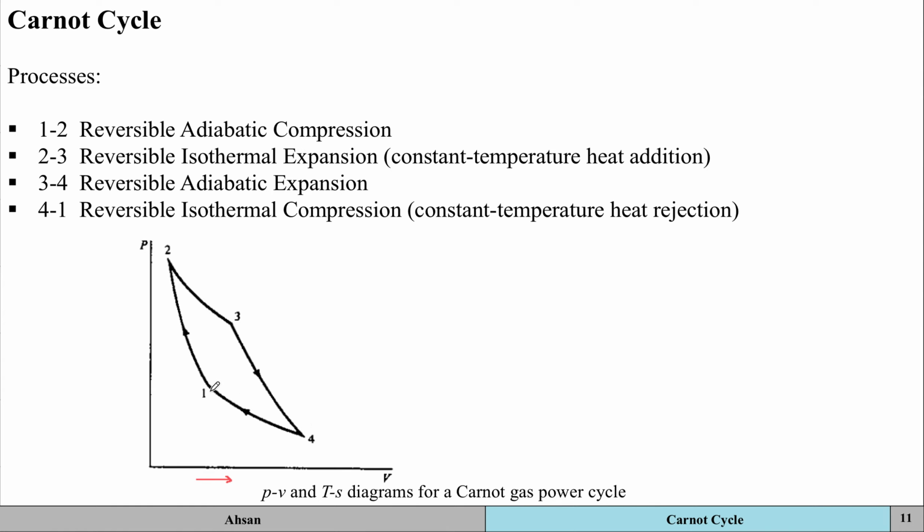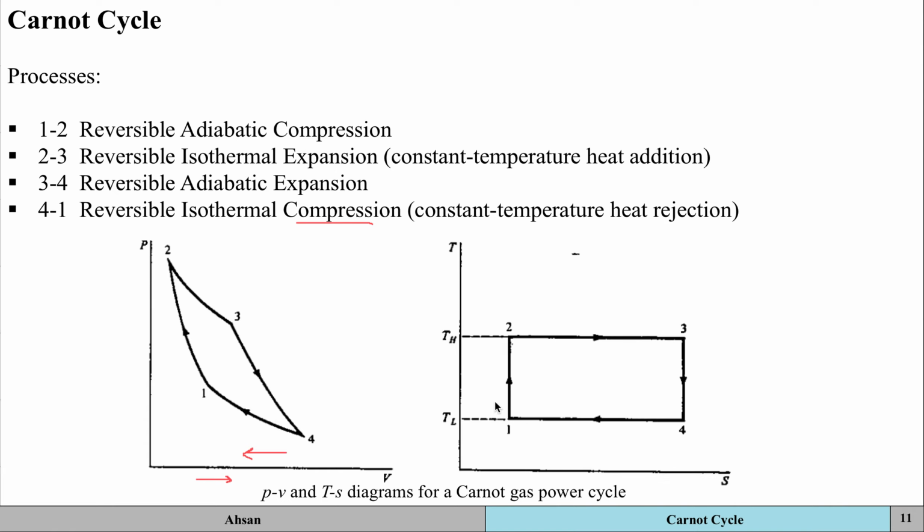And from state 4 to 1, you're going to have a constant temperature heat rejection taking place. It's an isothermal process as well, so the temperature remains constant. And because it is being compressed, so compression means that the volume is going to decrease, and the volume is going to be decreasing in this direction. Okay, so this is your PV diagram.